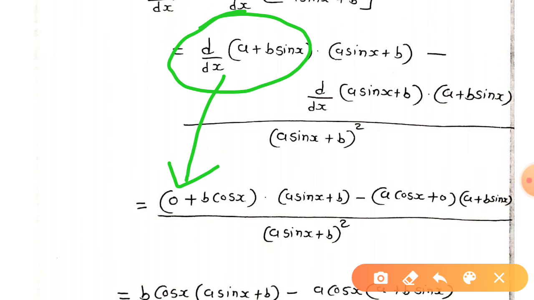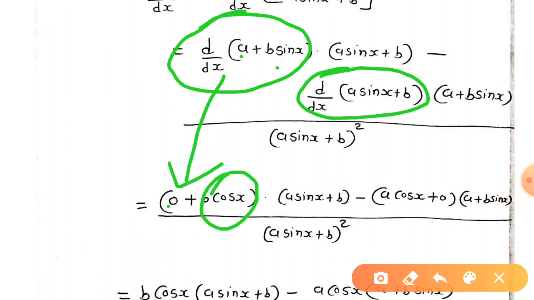See, you observe here, differentiation of a is equal to 0, b sin x's differentiation, what will it be, b cos x will be. Same to same observe here, you have to take the differentiation of a sin x plus b.